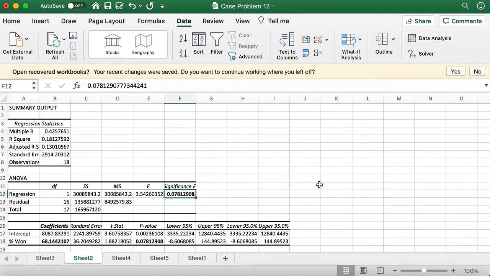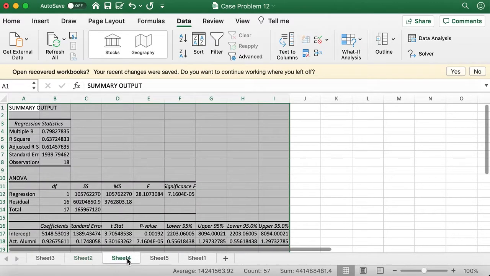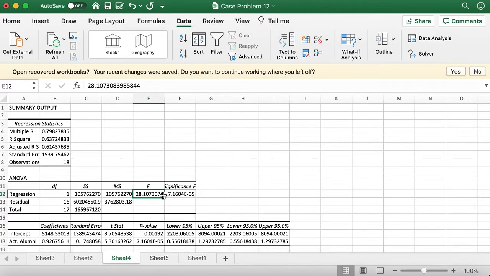So the regression model is non-significant. The important things to look at are the significance of F, the coefficient of your x variable, which is the percentage of games won, and the p-value associated with your x variable. Now we'll go on to sheet 4, which is the active alumni.